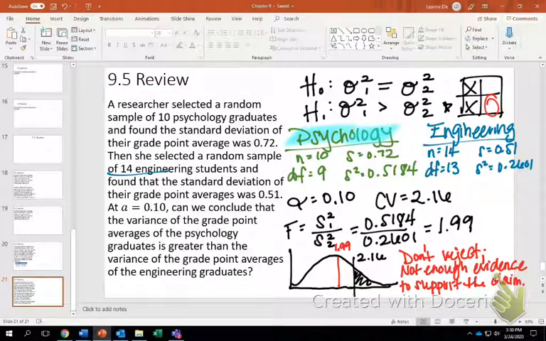And remember, the claim was that the psychology grade point averages were larger than the engineering. So that is how you are going to do these problems.